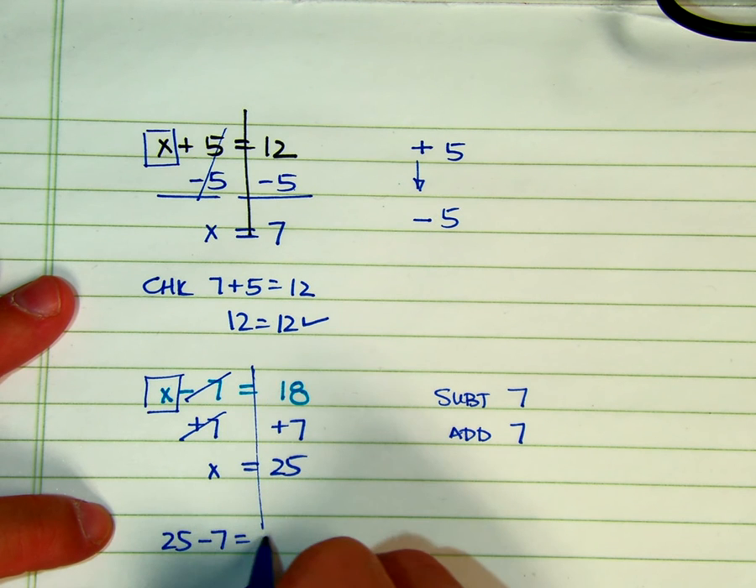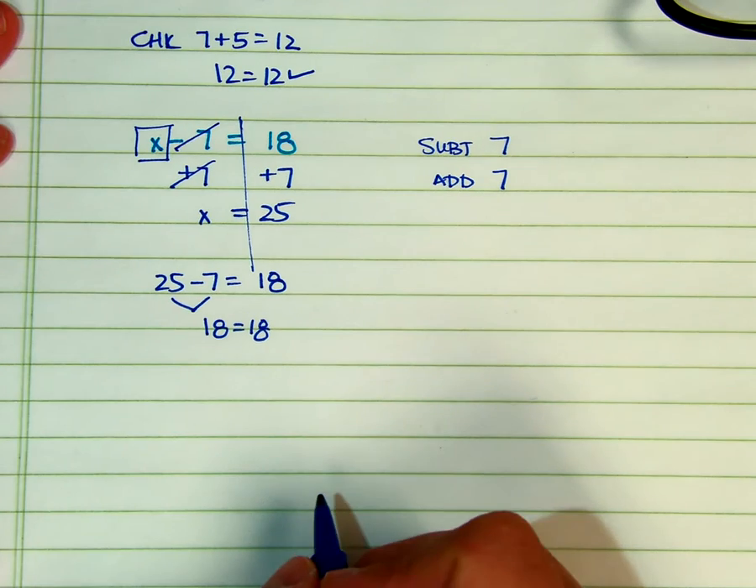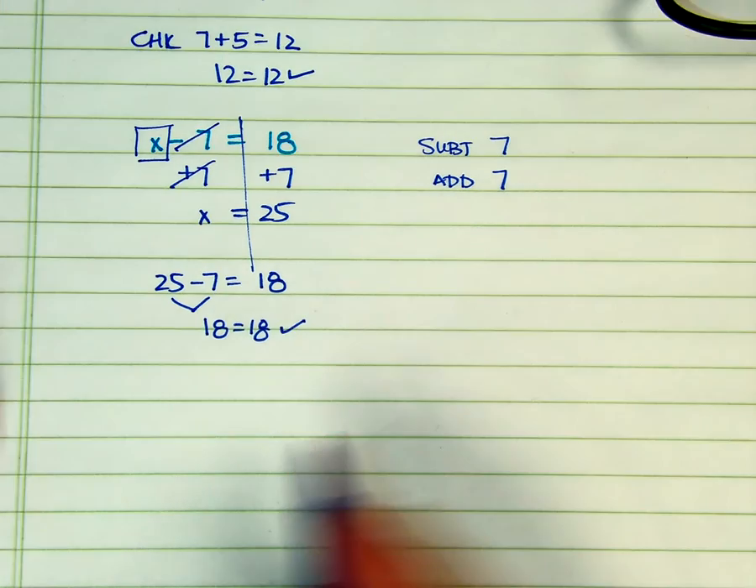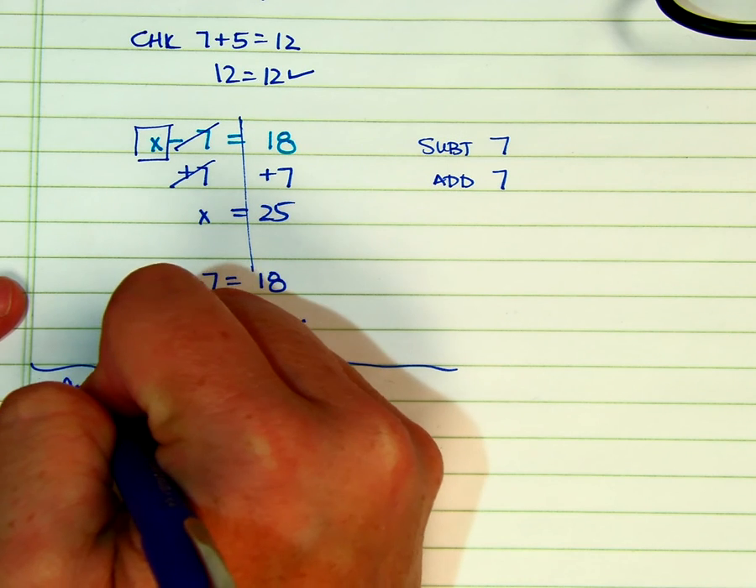25 minus 7 equals 18. This gives me 18 equals 18, and it checks.